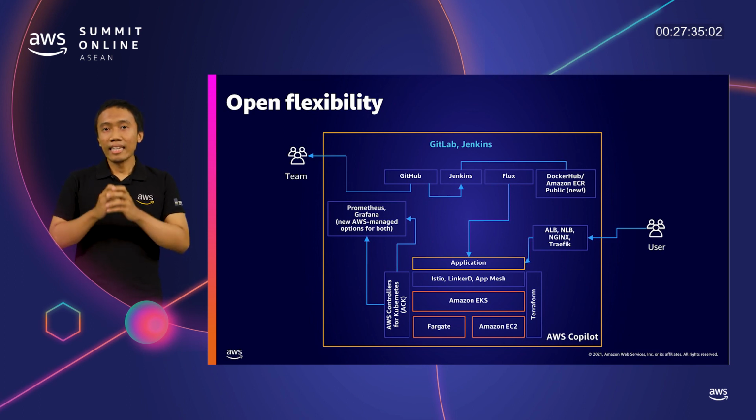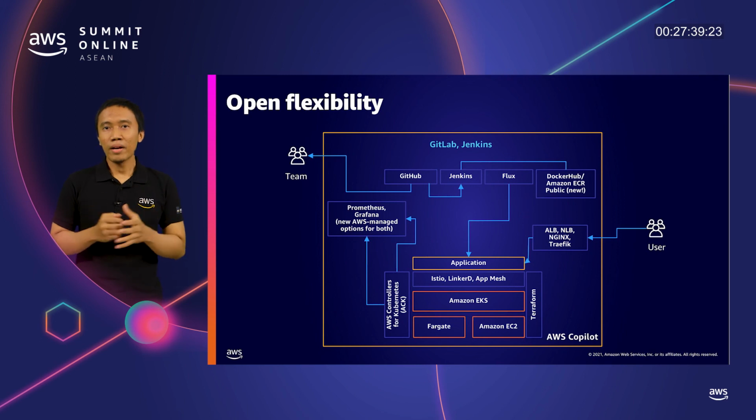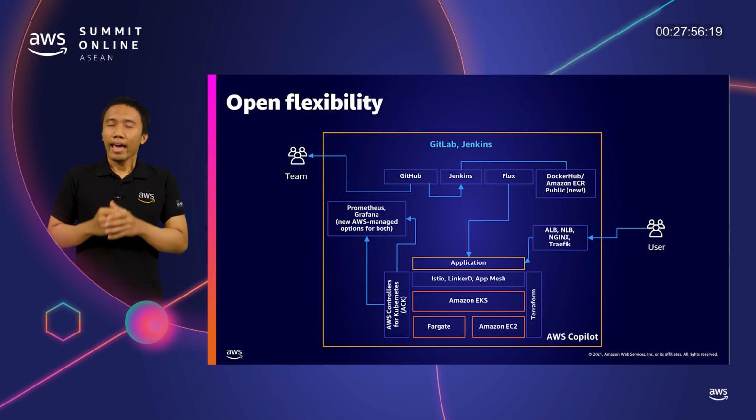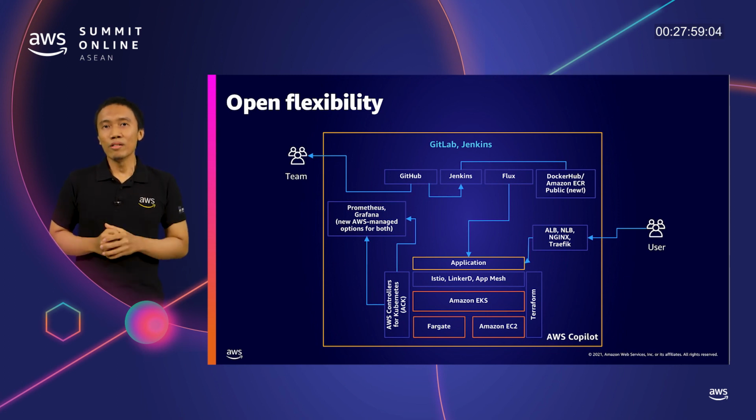For example, in this diagram, you can choose to use Istio for the service mesh in Amazon EKS, just like how Quod AI did. Alternatively, you can also use AWS App Mesh, which is a service mesh offering. Another example, you can use Prometheus and Grafana and self-manage them. Alternatively, you can use both tools, which are managed by AWS, called Amazon Managed Service for Prometheus and Amazon Managed Service for Grafana, both in preview.